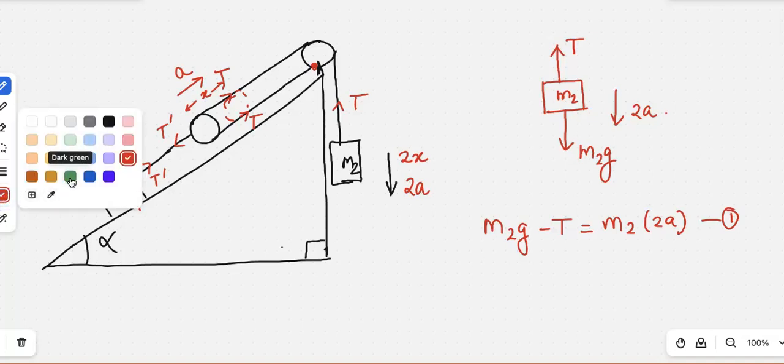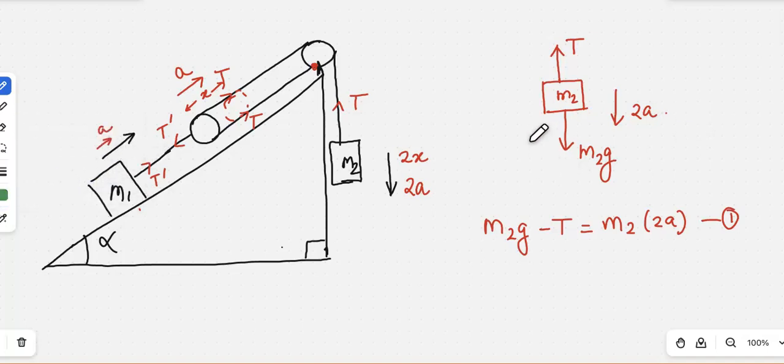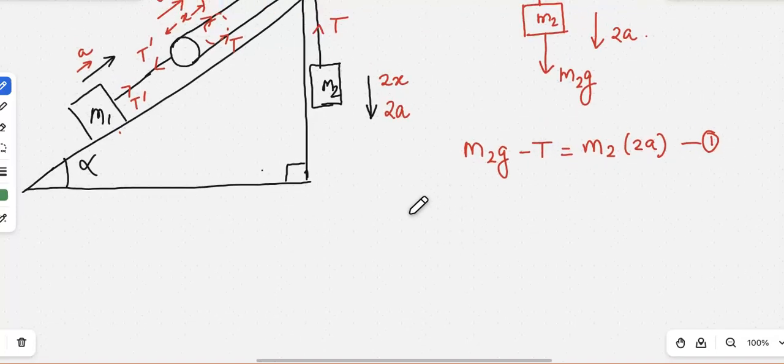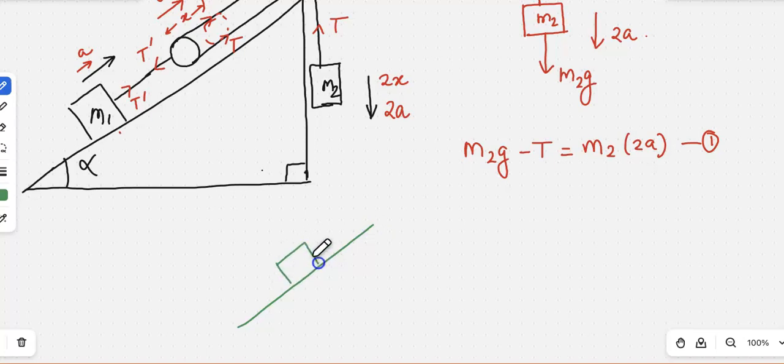Let's draw the free body diagram for the m1 mass. The m1 mass is placed upon the inclined plane. In this direction there is a T dash force, and here there will be another force. So what is that force? If m1g is the downward force, then its component will be the force in this direction.